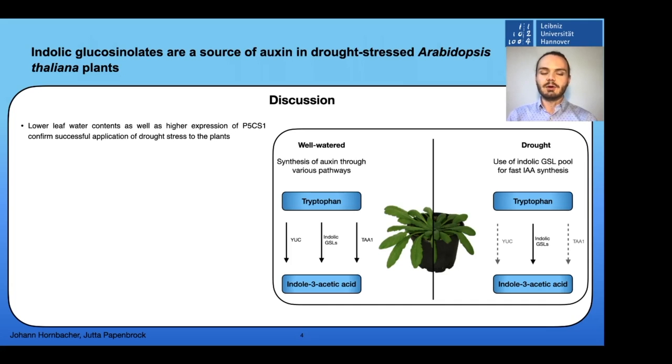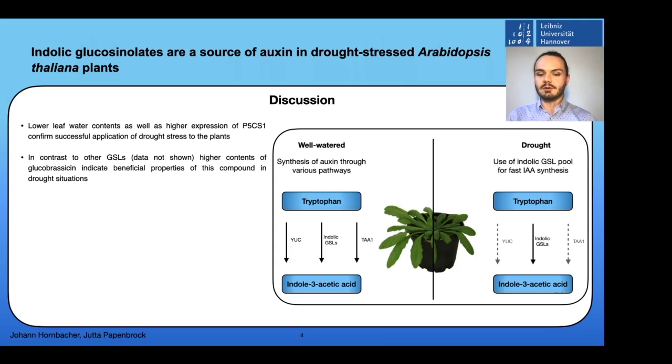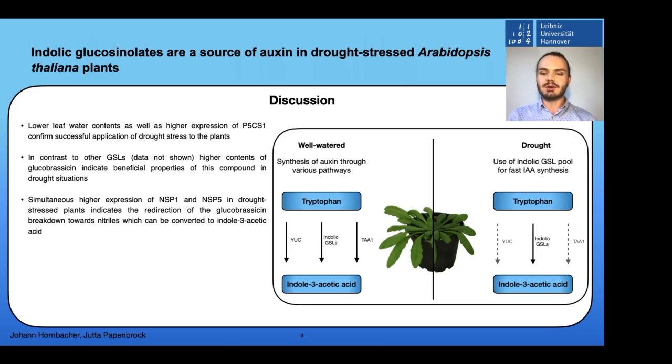So the lower leaf water content, as well as the higher expression of P5CS1, clearly indicate that the plants were successfully drought stressed. In contrast to other glucosinolates, the higher contents of glucobrassicin indicate their special role in drought-stressed plants. Simultaneous higher expression of NSP1 and NSP5 indicate that the reaction of the breakdown of glucobrassicin is shifted towards nitriles, yielding indole-3 acetic acid at the end.